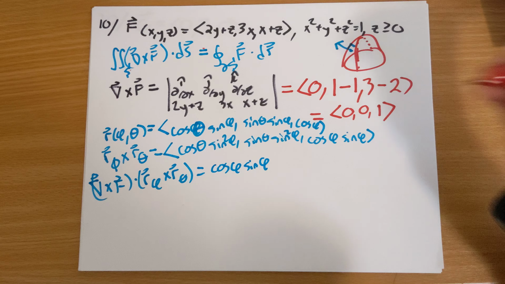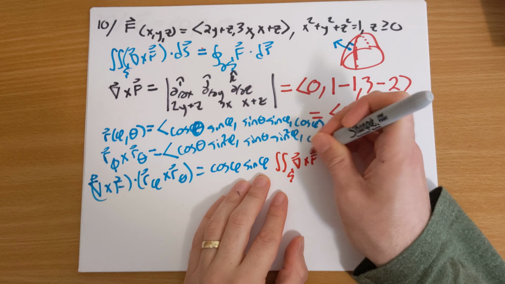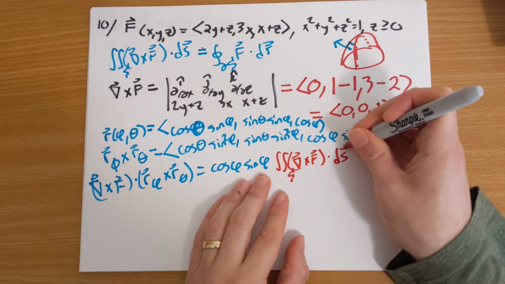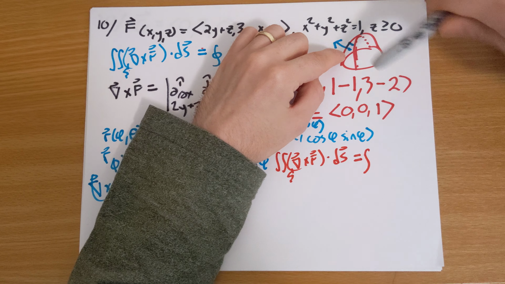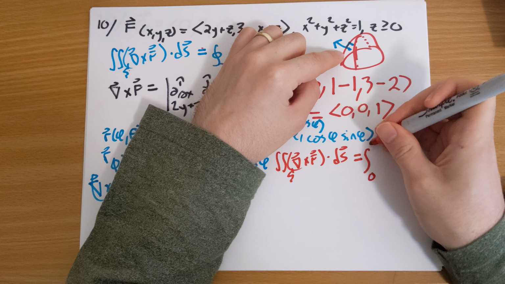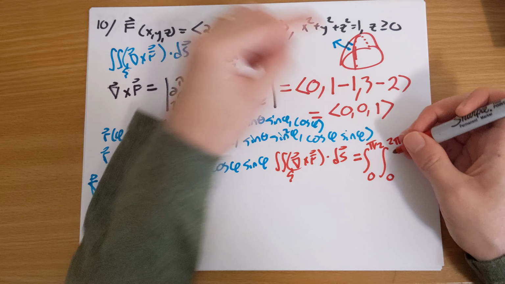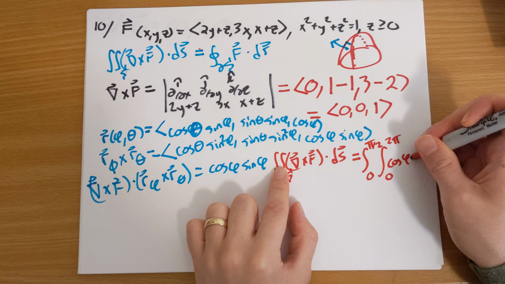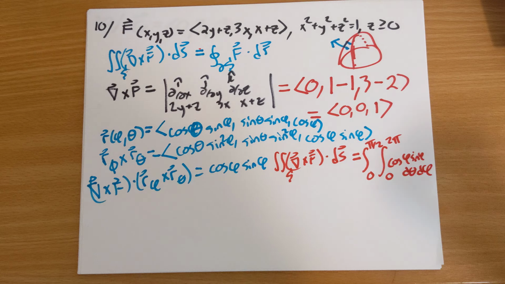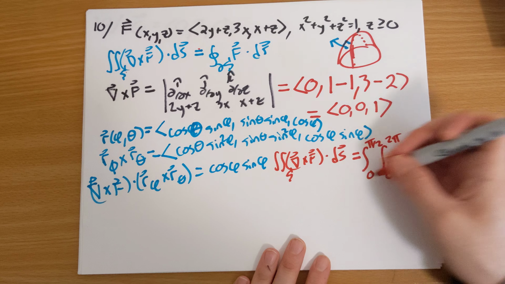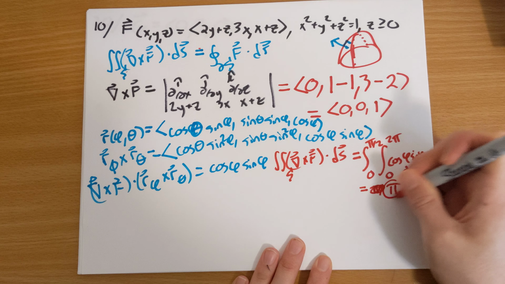So now, what do we have for the left side here? The integral of the curl of f over the surface. For this, phi will run from 0 to pi over 2, and then theta will run from 0 to 2 pi. We're integrating cosine phi sine phi d theta d phi here. And if you crunch this out, I'm going to skip over the details, you get pi as your answer.